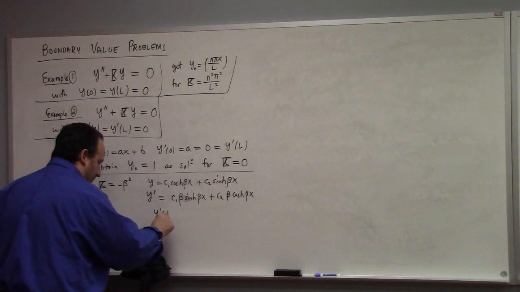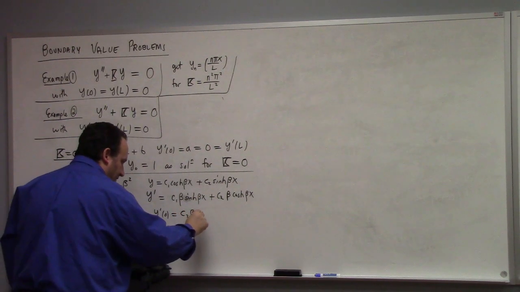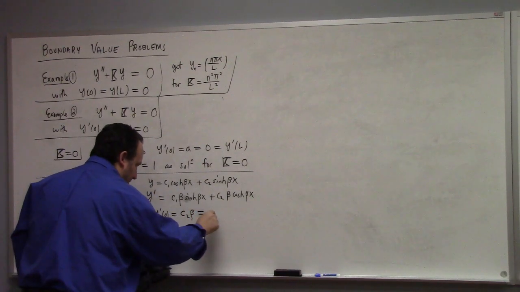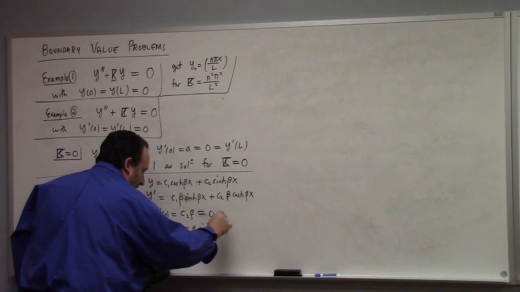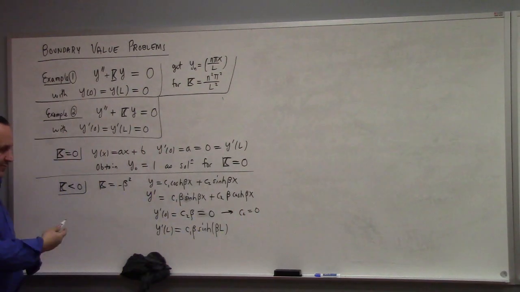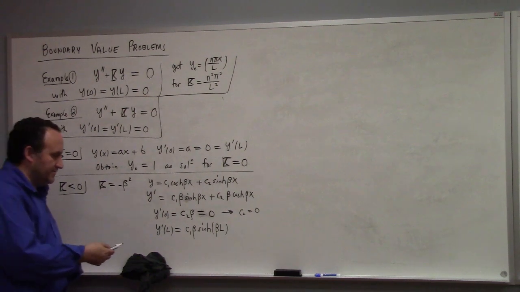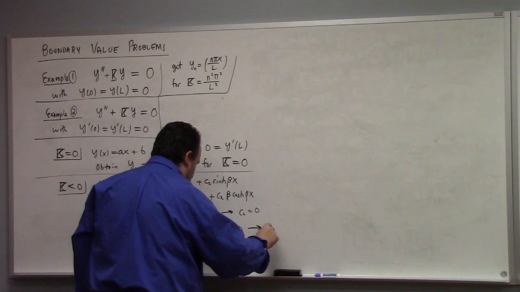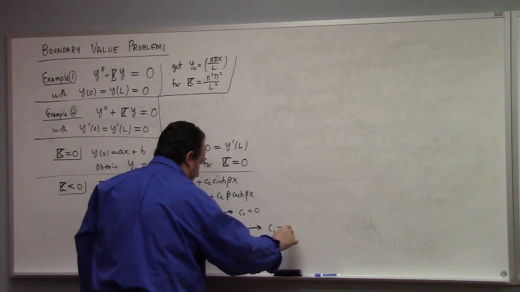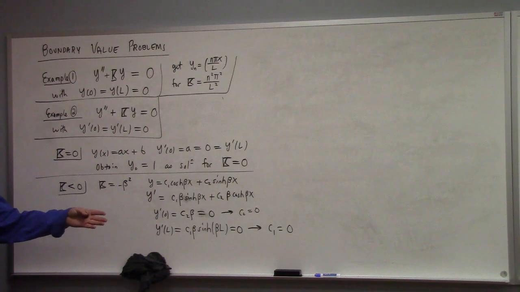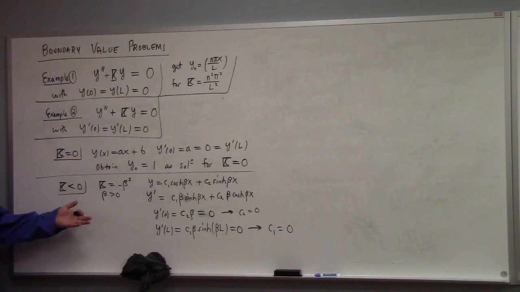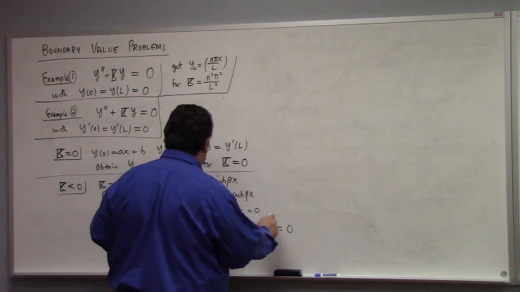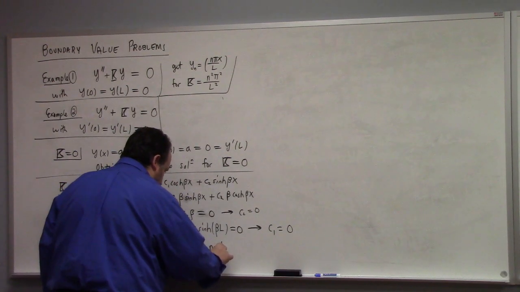So we have y prime of 0 is what? It's c2 beta cosh of 0, and cosh of 0 is 1, right? That's equal to 0. And we have y prime of L equal to c1 beta sinh of beta L. So this one says c2 is equal to 0. And that one, because it has to be equal to 0, forces c1 to be equal to 0 as well, because beta L can't be 0. Beta is assumed to be positive, because we want K to be negative. In short, we get nothing. So no non-trivial solutions.